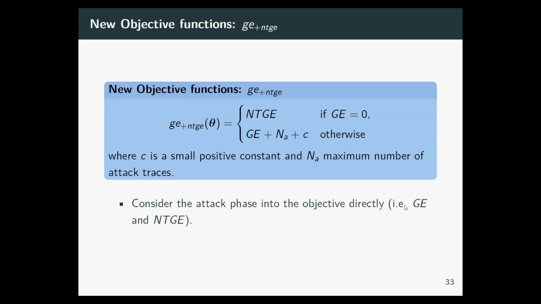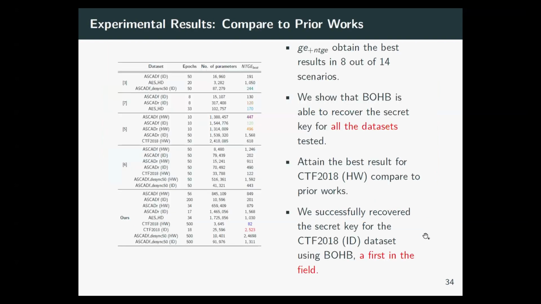So this objective function actually considers the attack phase in the objective directly. In our work, we show that using our proposed objective function, we can obtain the best result in 8 out of 14 scenarios, which is the majority of the cases, and 3 out of 14 scenarios for the previous two objective functions. This shows the effectiveness of our objective function in finding good hyperparameters for DLSCA attacks.